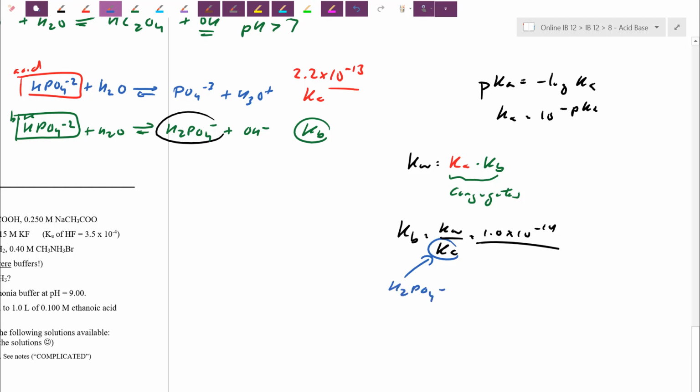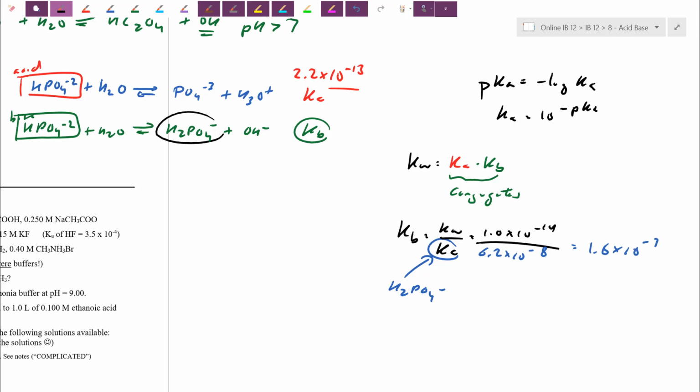I'm just going to quote the value for you here. H2PO4 minus gives me 6.2 times 10 to the negative 8. Unfortunately, even my grade 12 table only gives me Ka values. I can do this expression, 1e negative 14 divided by 6.2e negative 8, and this gives me a Kb value of 1.6 times 10 to the negative 7. And now I just have a toss-up between these two. We now have the two constants here.